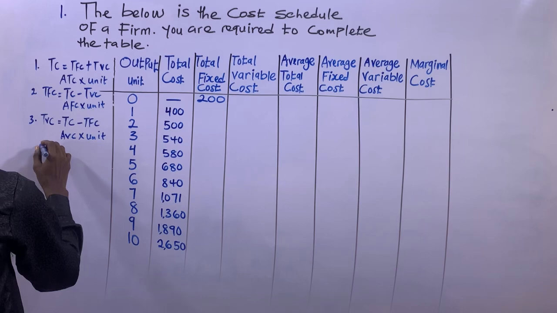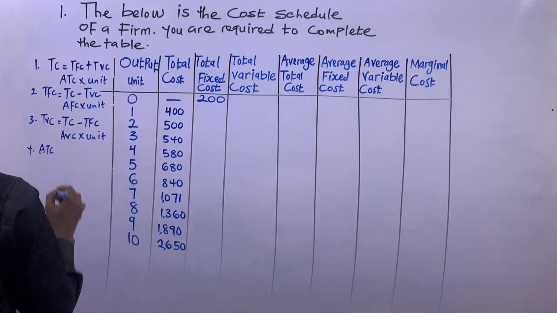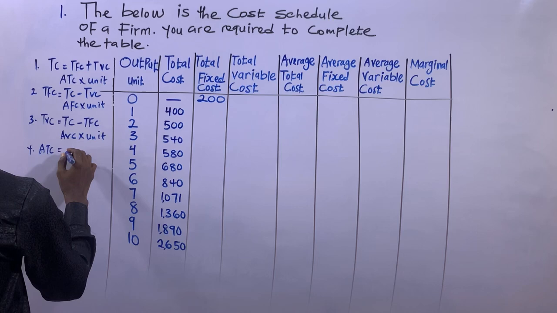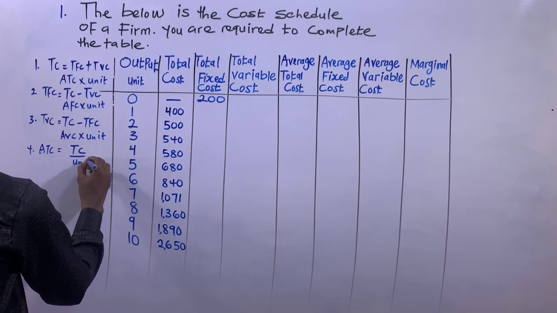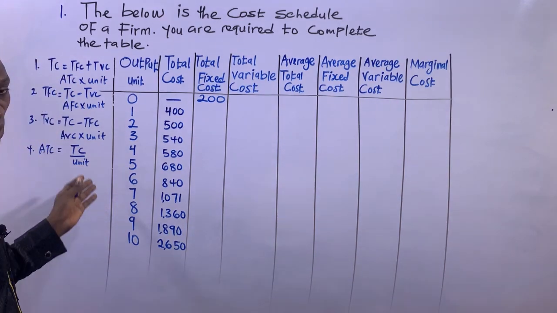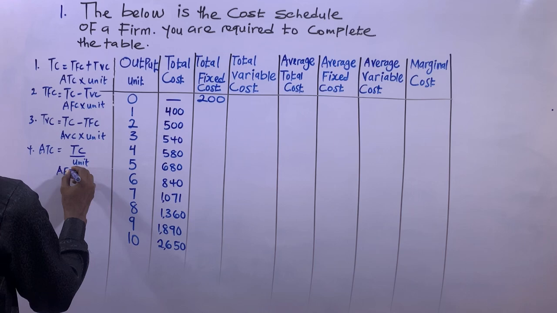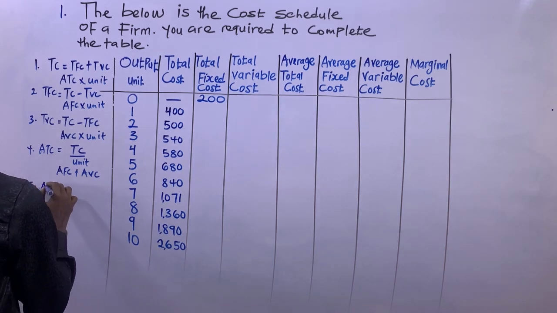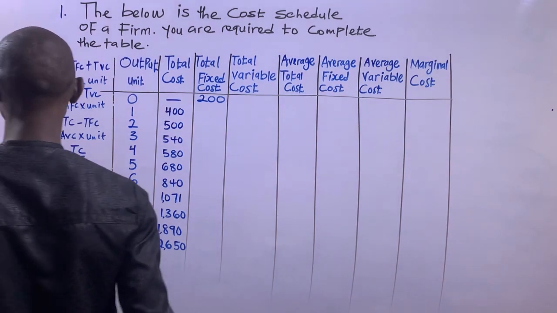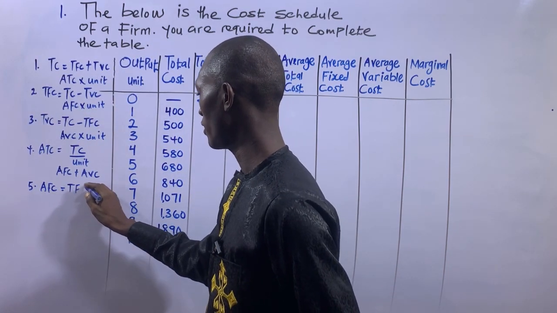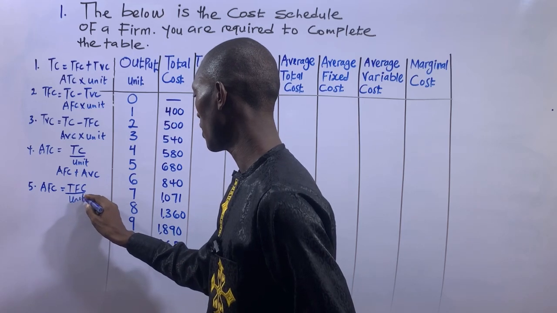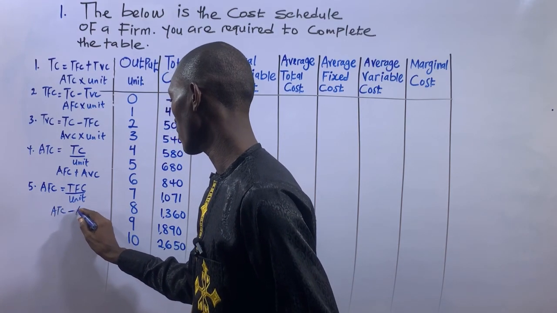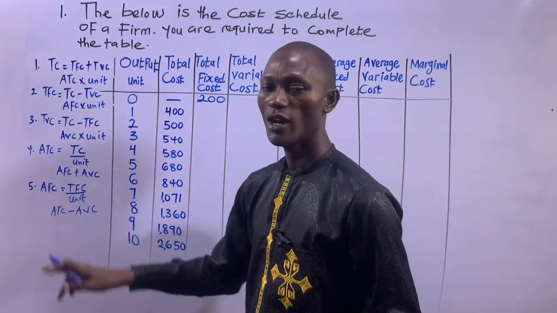Then number four, average total cost, which is basically the same thing as total average cost. That's total cost divided by units of output produced. Or you can get your average total cost another way: average fixed cost plus average variable cost. Then number five, average fixed cost. To get your average fixed cost, it is total fixed cost divided by units of output produced. I hope you all can see my tiny handwriting. Or most times you can have average total cost minus average variable cost. That's another way you can get your average fixed cost.